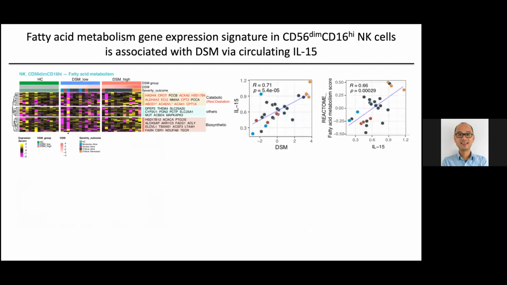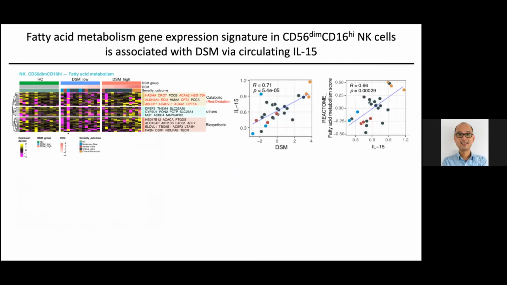So what we saw, quite surprisingly, was that this metabolic signature, these fatty acid biosynthetic and oxidative catabolic genes, are elevated in the most severe patients. This subset of NK cells is known to be rapidly activated by a cytokine called IL-15 in early viral infections. And in these patients, IL-15 is actually persistently elevated in COVID patients.